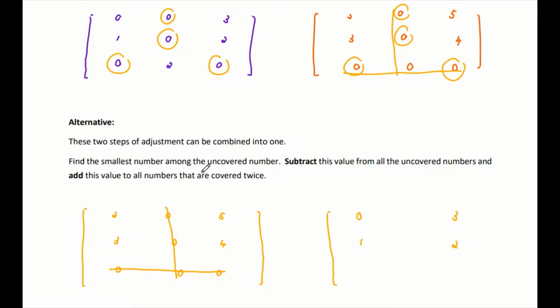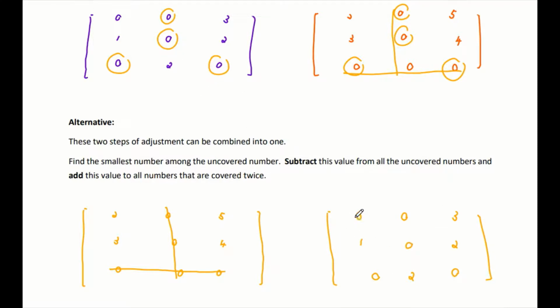So, subtract the smallest value among the uncovered numbers from all the uncovered numbers. And then add this value to the number that is covered twice. This is the only number that is covered twice. So 0, you add the smallest number among the uncovered numbers just now, which is 2. The rest, 1, are kept the same. So you realize that after you combine this into one step, you get exactly the same answer.